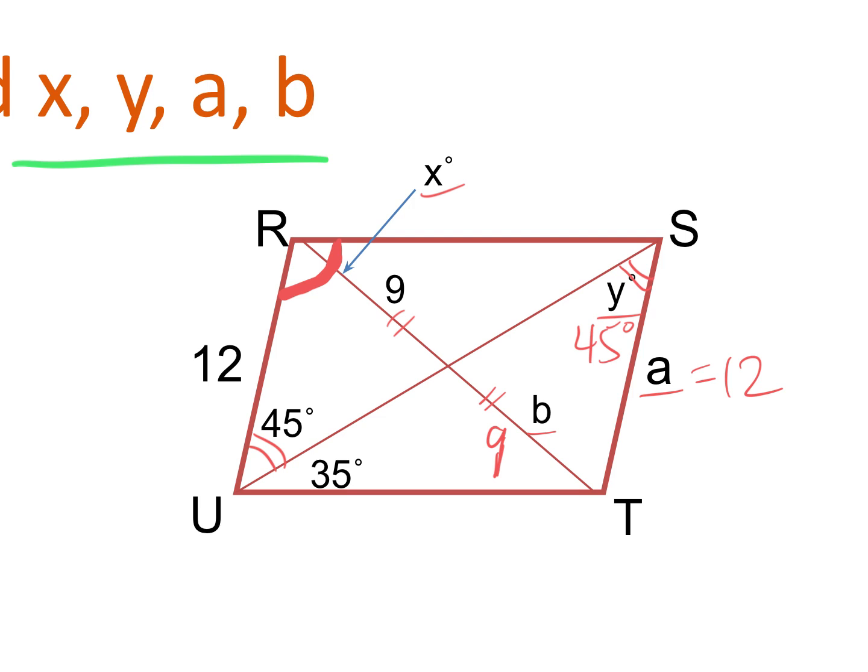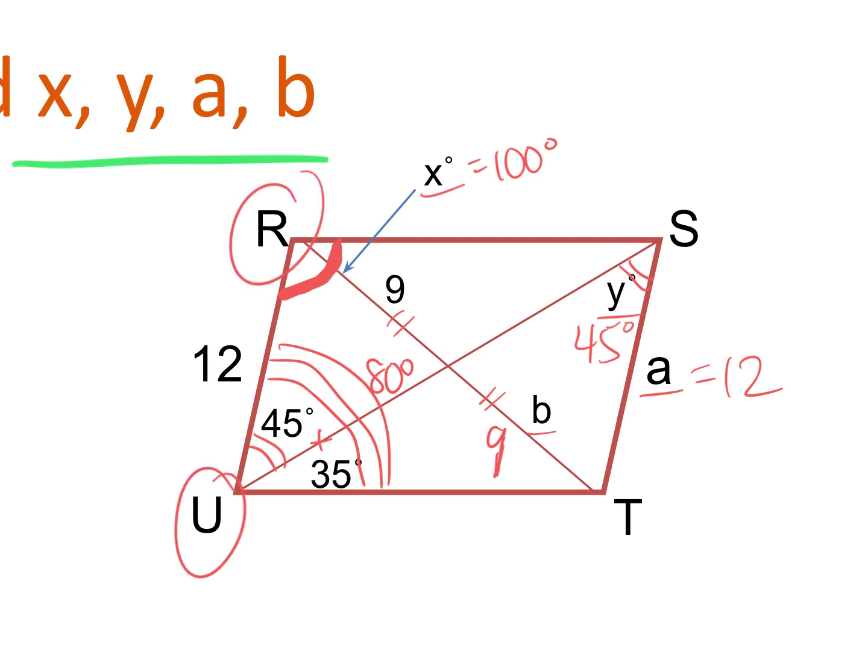Hayden? It has to be 100. Why? Add 45 and 35 and you would get the measure of this whole angle, correct? What is the measure of it, Hayden? 80 degrees. You take away 80 from 180 and you get 100 because two angles that are next to each other in a parallelogram are supplementary, so they must add up to 180.